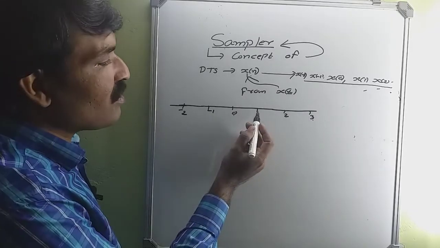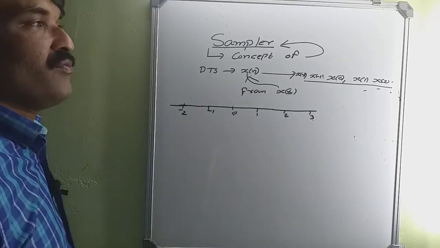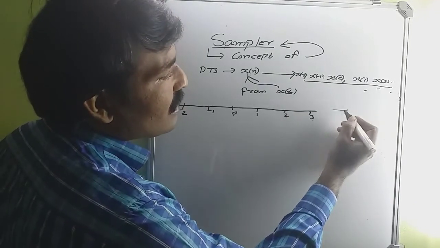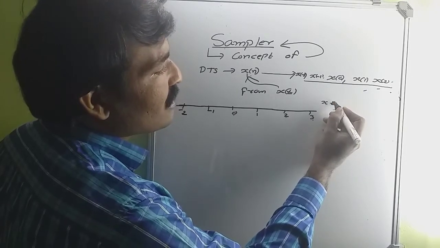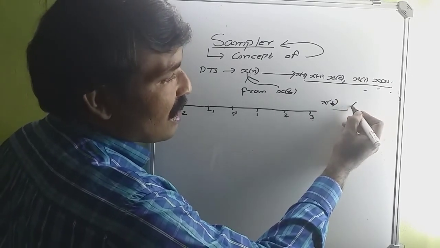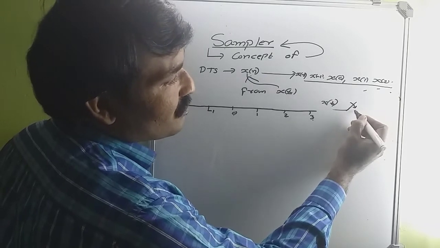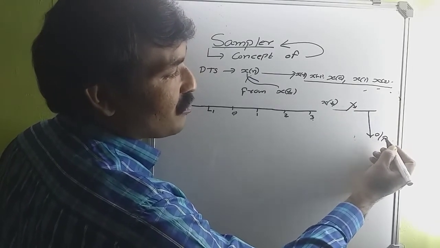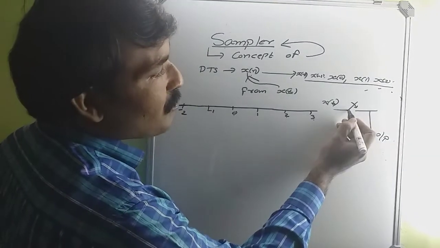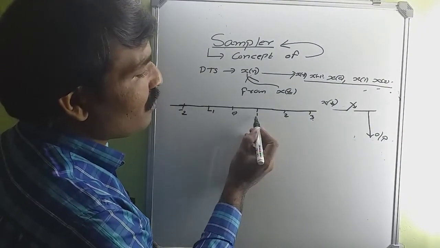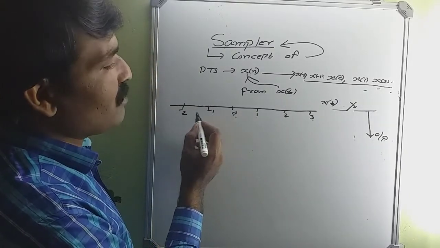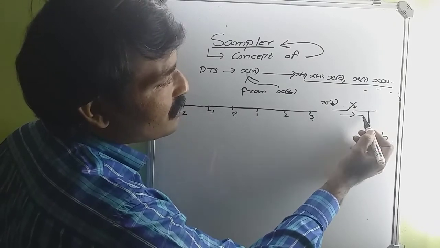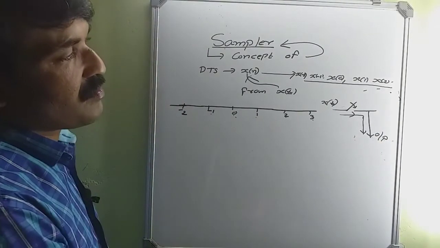The signal is defined only at discrete instants of time. Now consider the sampler. The input to the sampler is a continuous time signal, and we are extracting the output from here. The sampler closes at the instants 1, 2, 3, 0, minus 1, minus 2, etc. When the sampler is closed, the signal will pass through and the circuit is complete.